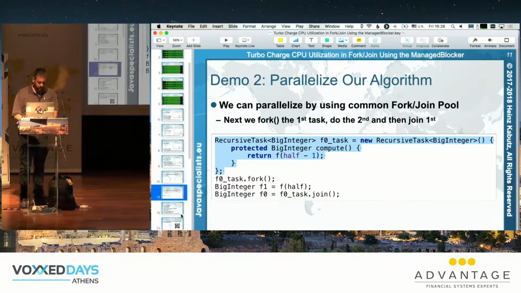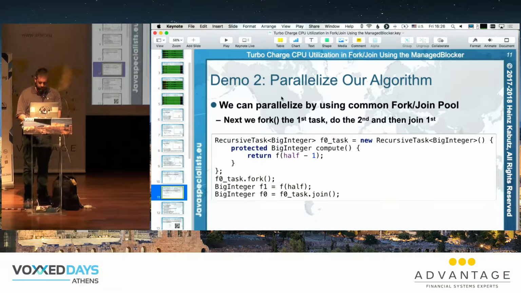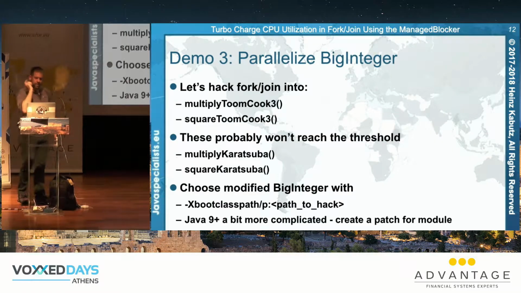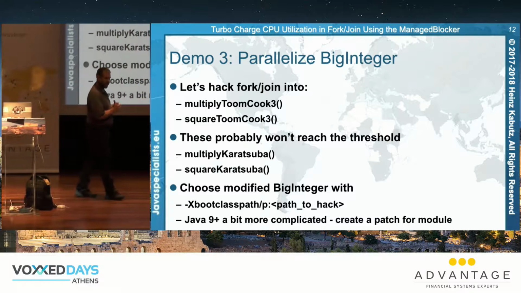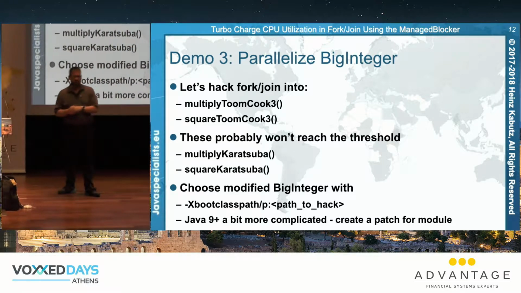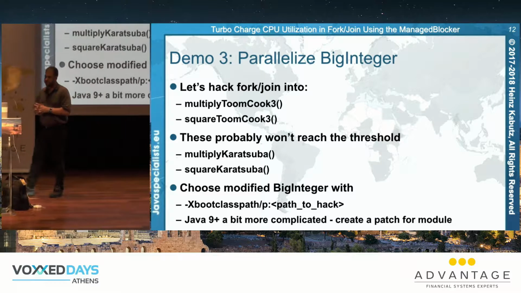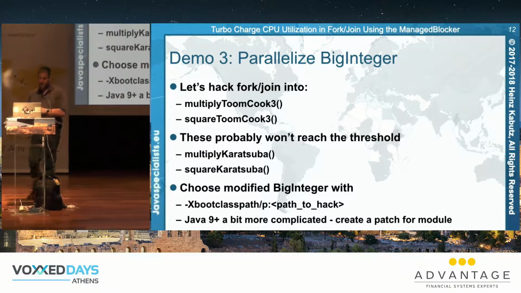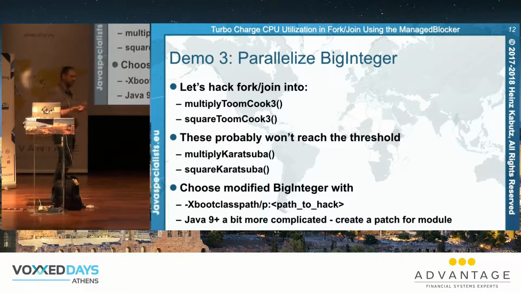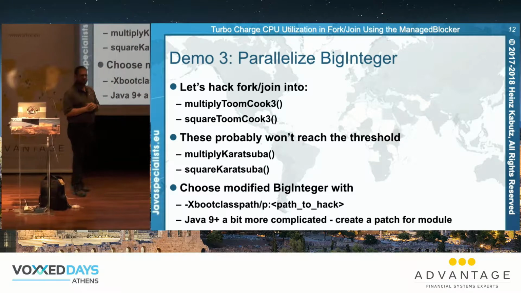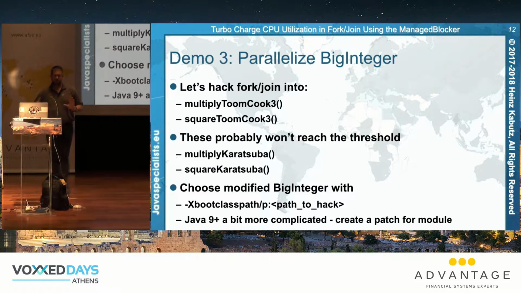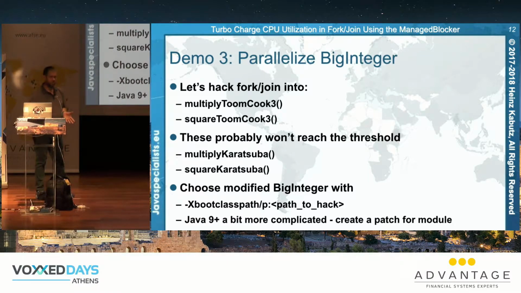All right. So what we need to do is to make BigInteger also parallel. Now, BigInteger at the moment is not parallel. It is single-threaded. And there are 2 algorithms that we could look at. One is Toom-Cook, the other one is Karatsuba. Karatsuba is used if it's above a certain threshold, but if it's even bigger, we use Toom-Cook. So the one we want to look at is Toom-Cook.